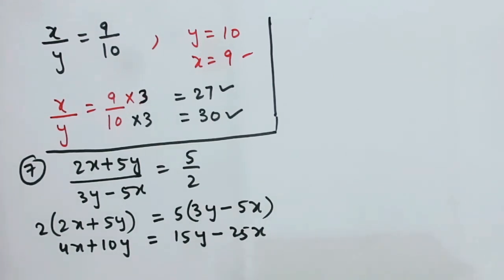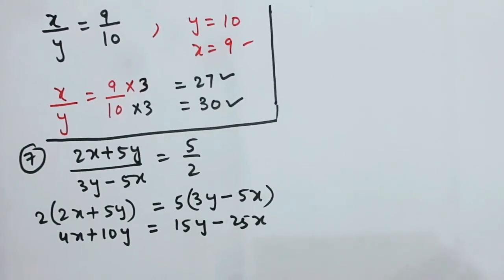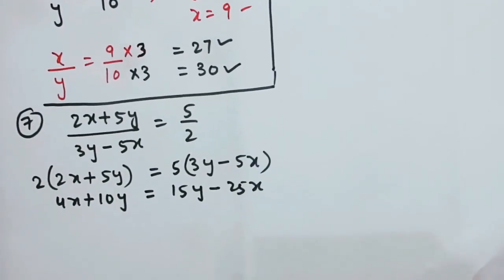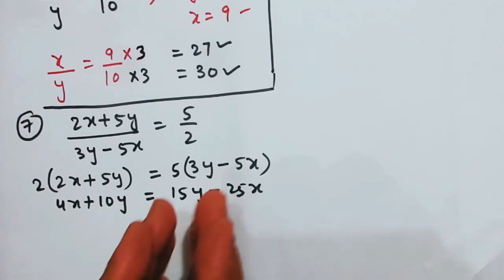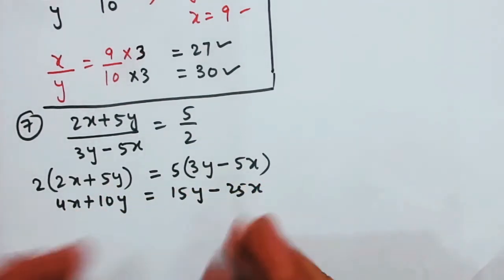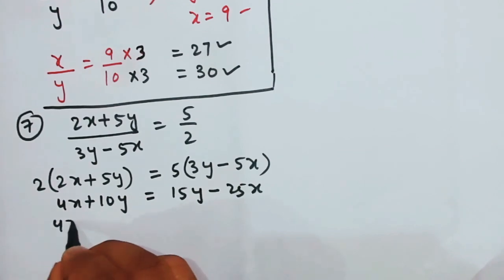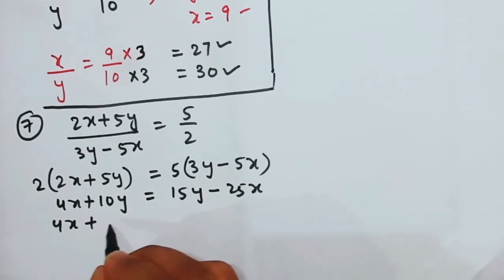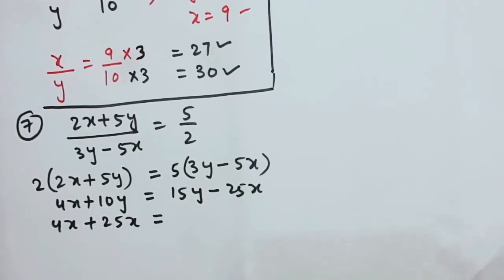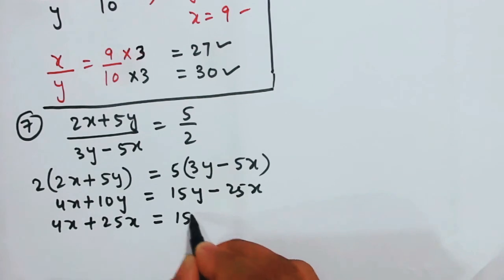Clear? What did I teach you right now? I had taught you that you will have to bring all x onto one side and all y onto the other side. So 4x plus 25x should be equal to 15y.